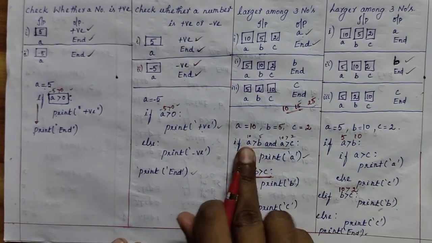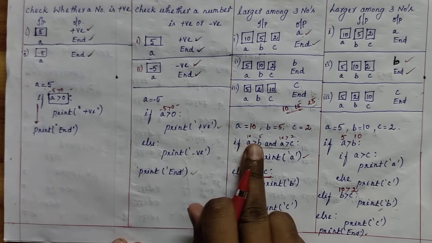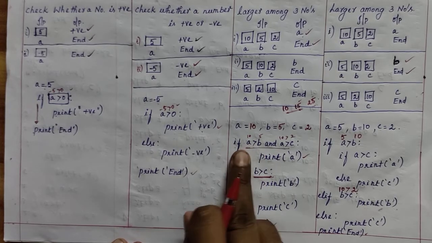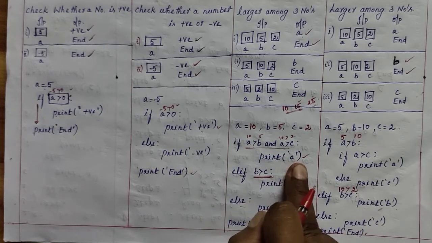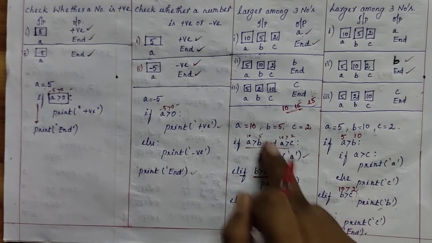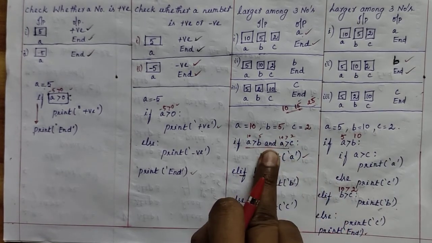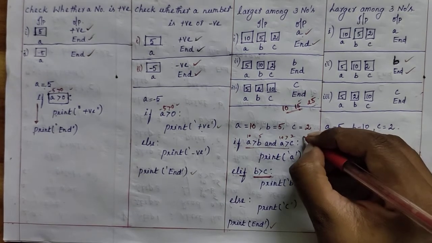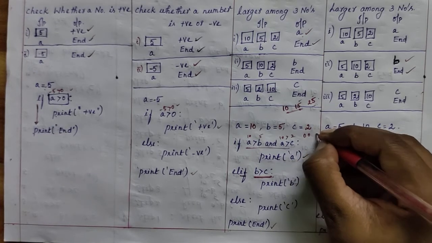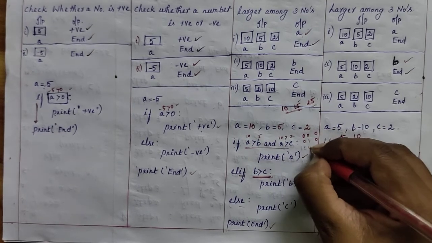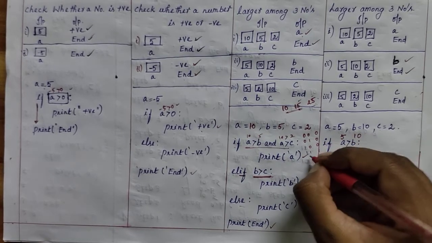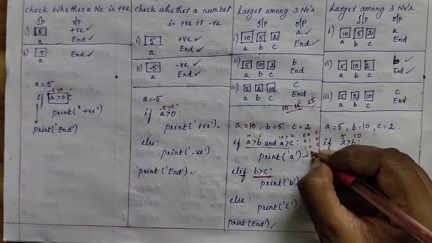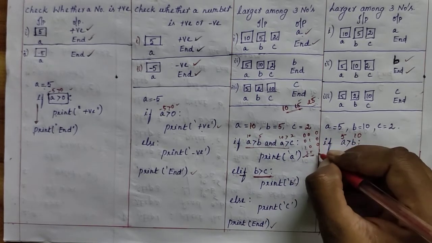So what's the condition? First we have to compare A with B and C. If A is greater than B and A is also greater than C, we are going to print A. If any one of these conditions is wrong... here we are using AND. You all know the truth table of AND: 0 0 is 0, 0 1 is 0, 1 0 is 0, 1 1 is 1. That is, if both conditions are true, then only the statement will be executed. If any one condition is false, the statement is not executed.